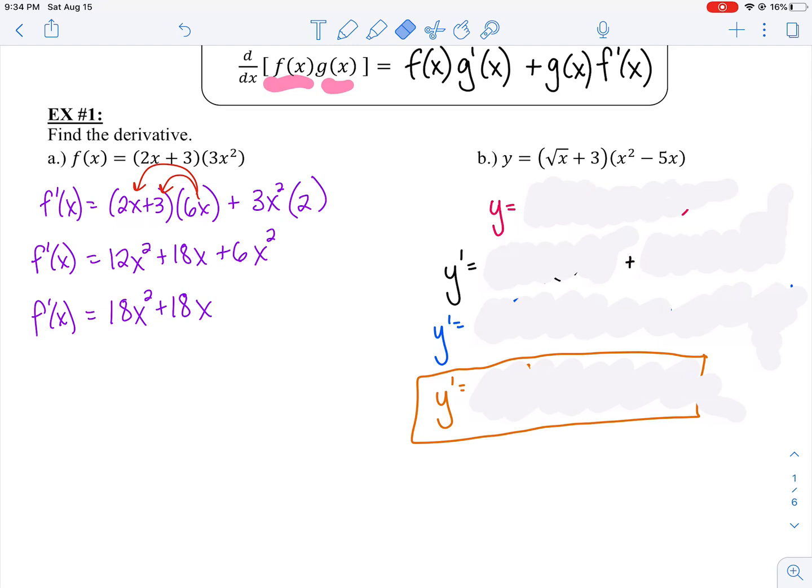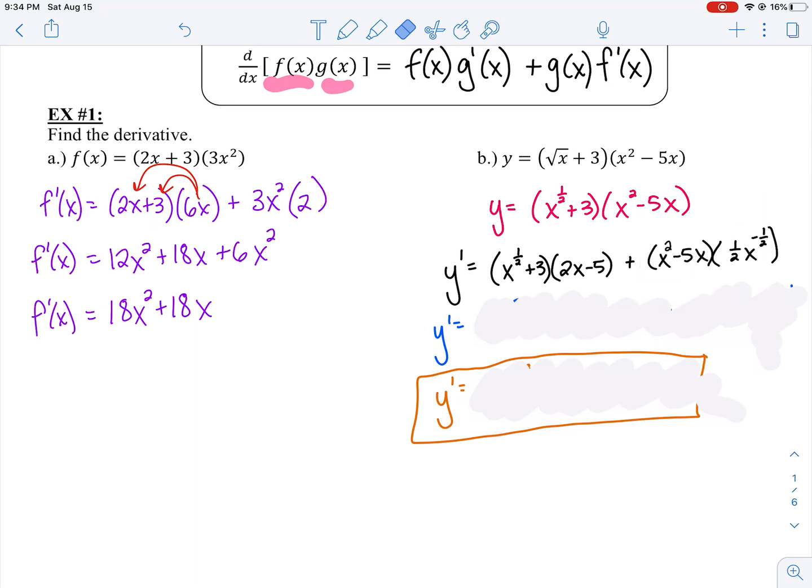Before I use the product rule, I see that square root, and I'm going to go ahead and change that. Remember, as soon as I see that square root of x, I'm going to change it so that it says x to the 1/2. Now I'm going to do product rule, where it says the first times the derivative of the second. So my first is my x to the 1/2 plus 3 times the derivative of my second, which is 2x minus 5, plus the second, which is my x squared minus 5x, times the derivative of the first. The derivative of my first is 1/2 x to the negative 1/2 plus 0.